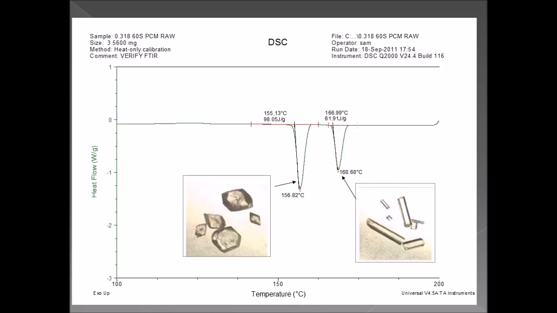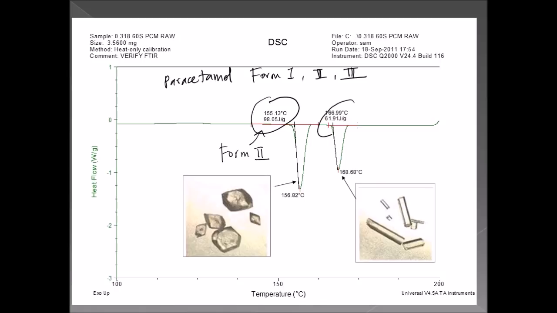And here we have some example of paracetamol. Let me change the color of the ink. So paracetamol, as I have mentioned in your previous lecture, has different forms. How many forms? Form 1, form 2, and form 3. In this particular sample, it shows a melting temperature at onset of 155. At this onset of 155, it is the melting of form 2 paracetamol. And when you look at the onset of 166, it is the melting of form 1 paracetamol.